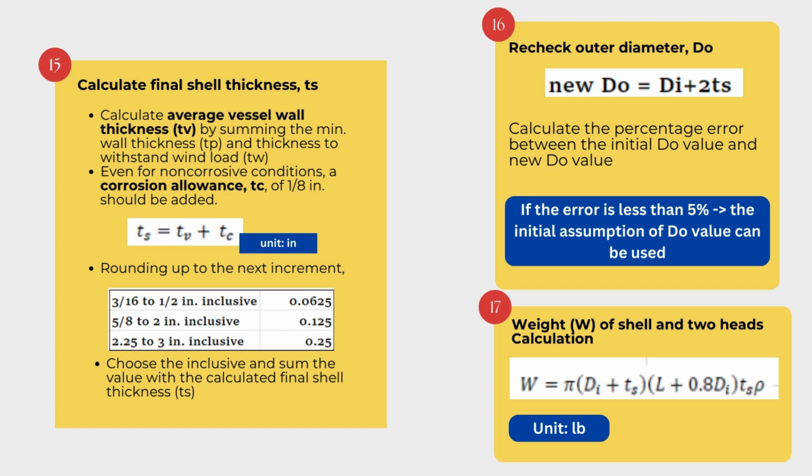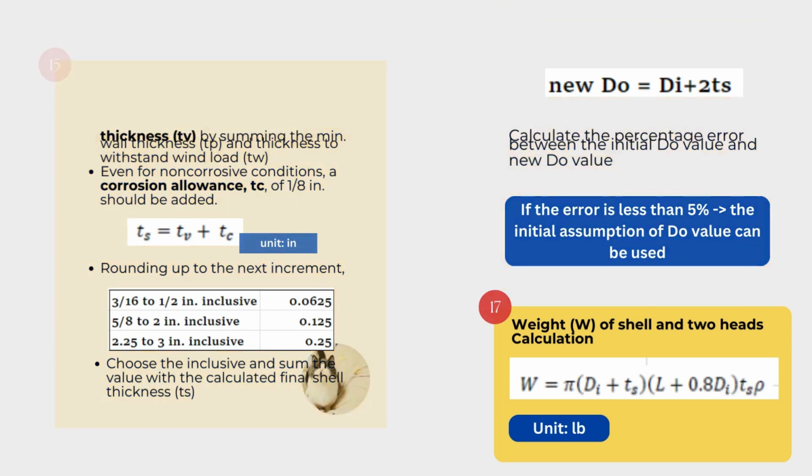So if the error is less than 5%, the initial assumption of DO value can be used. And the final step is you can calculate the weight of the shell and two heads by using the equation given.